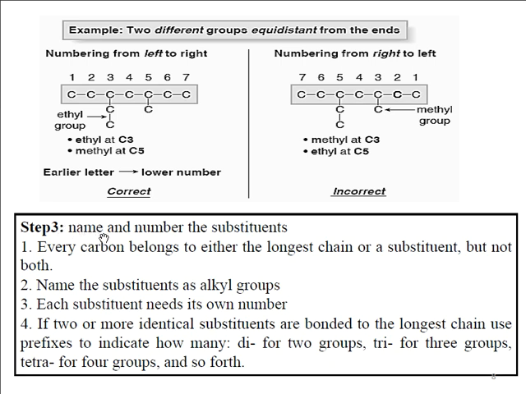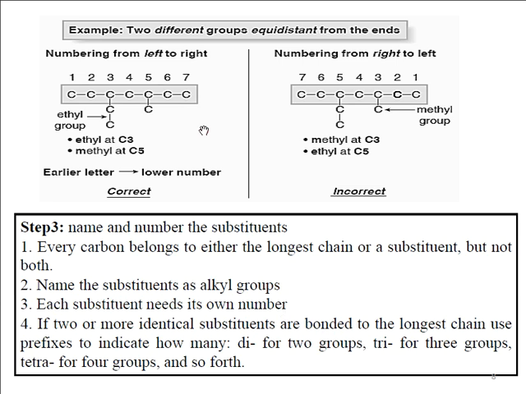Step number 3, name and number the substituents. Every carbon belongs to either the longest chain or the substituent, but not both. That means every carbon that is not in the longest chain belongs to a substituent, and you have to give a name to this substituent. Name the substituent as an alkyl group: methyl, ethyl, propyl, isobutyl, like that. Each substituent needs its own number. That means for every substituent we have to use a number.